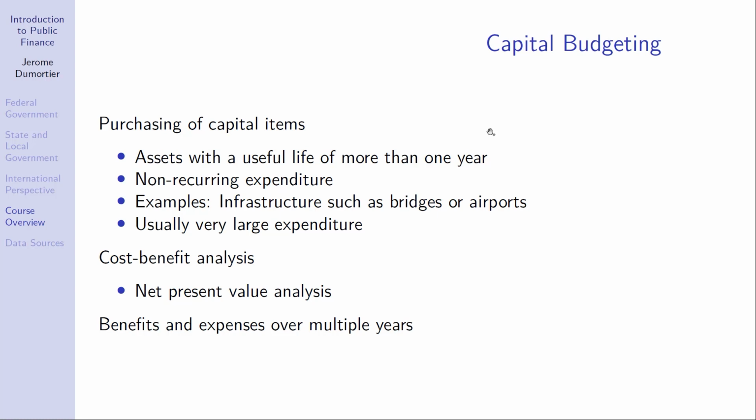That also means that if, for example, a bridge is purchased right now, then the bridge is going to lead to a service to the residents for say 30, 40 or more years. And hence it is important to have the expenditures associated with the bridge paid over time by people who are receiving the services. We are also going to look at cost-benefit analysis and a concept called net present value when we are going to look at capital budgeting.